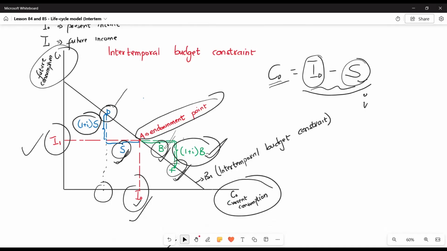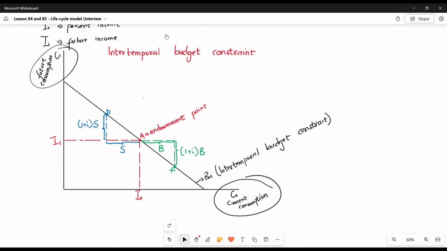By repeating this process for various values of savings and borrowing, we can determine how much future consumption is feasible, given any amount of current consumption. In this process, we can connect point A, point D, point F, and any other point generated in this way to derive our intertemporal budget constraint B1.